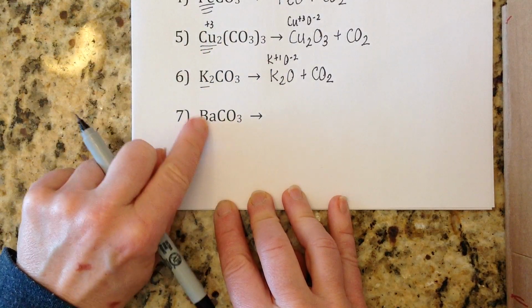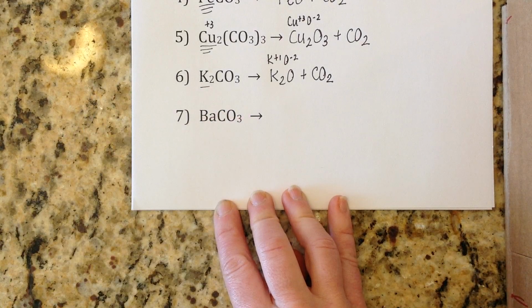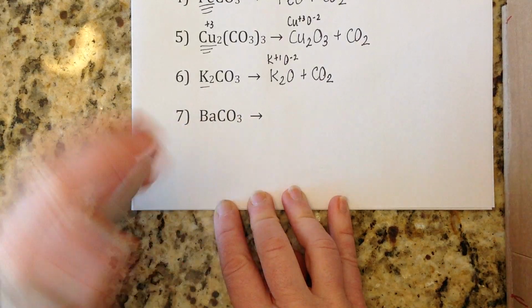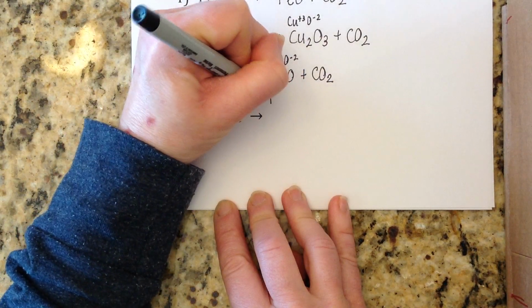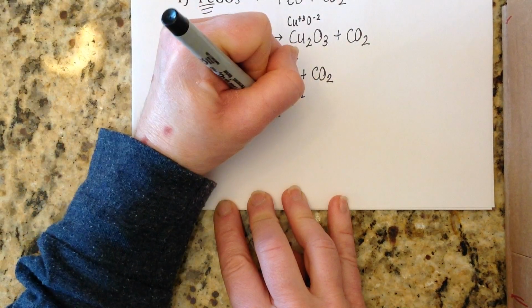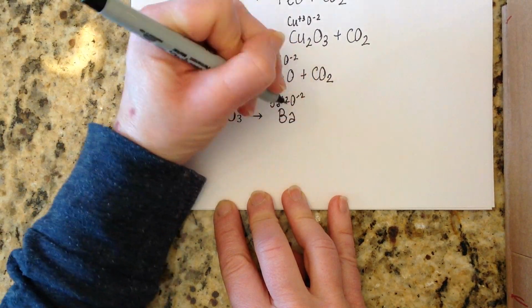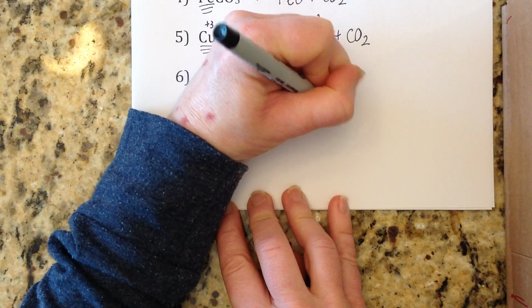That makes sense because barium's a +2, carbonate's a -2, so it makes sense they would have canceled each other out, and that's the way it should look. That's not a transition metal, it's just a plain old metal. So I'm going to crisscross barium with that +2 with oxygen that has a -2. That is BaO because the 2's canceled, plus CO2.